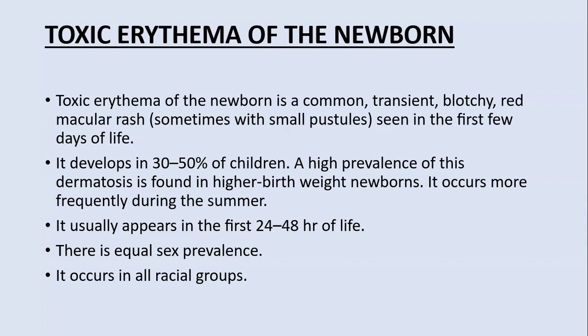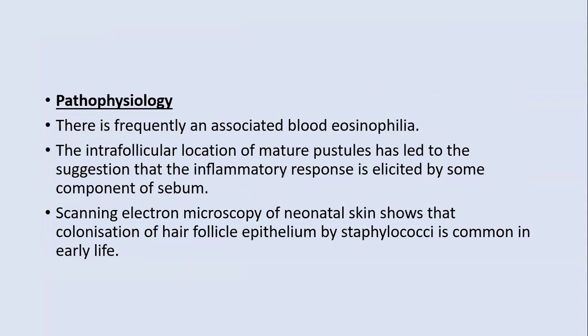It usually appears in first 24 to 48 hours of life with equal sex prevalence and occurs in all racial groups. So first thing about the toxic erythema of newborn is that it's a very common condition. 30 to 50% of children are involved. And the children are usually of higher birth weight, and the disorder is frequently seen in summer as transient red macular rash, sometimes with pustules, with no particular racial predominance or sex predominance.